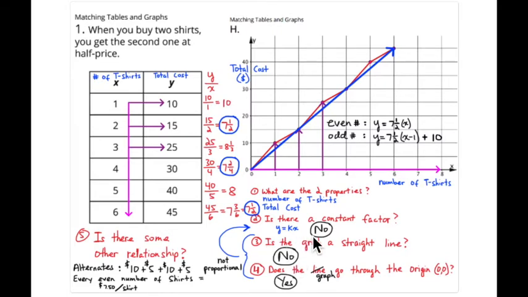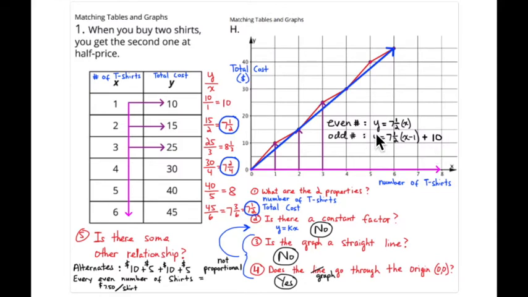If you purchase an odd number of t-shirts, then you're going to multiply the even number, so one less, by 7.5 to get that cost, and then you're going to add $10 to that, because that last t-shirt, if it's an odd number of t-shirts, costs you $10, not $7.50.